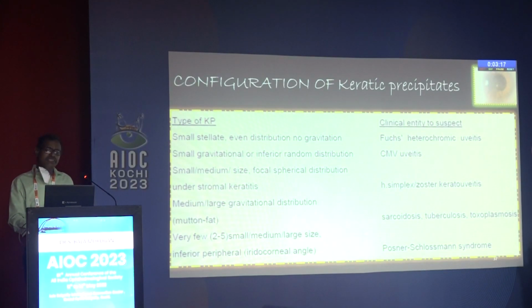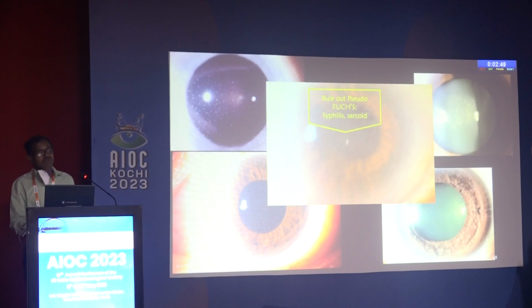The configuration of keratic precipitates is so important to reach the different etiologies. For example, in sarcoid, TB and toxo, there will be large granulomatous KPs, and a gravitational distribution will be there in herpes simplex and zoster, whereas Fuchs will be non-gravitational, diffuse, stellate. And the most important, in Posner-Schlossman syndrome, there will be medium-sized KPs, or inferior peripheral ones in the iridocorneal angle. So the configuration of keratic precipitates is also important.